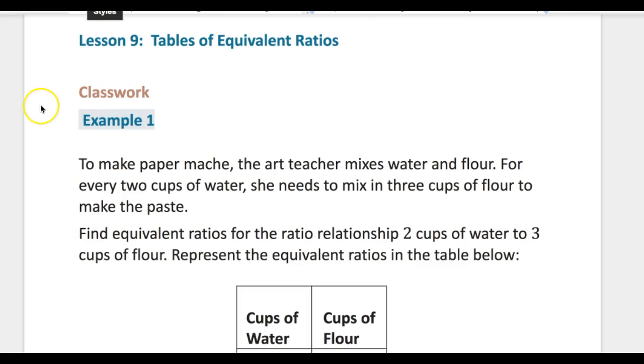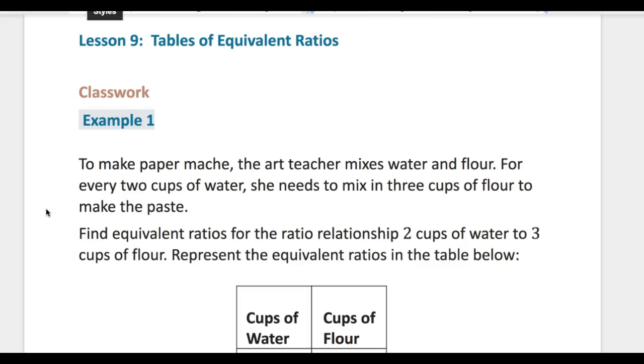To make paper mache, the art teacher mixes water and flour. For every 2 cups of water, she needs to mix in 3 cups of flour to make the paste. Find the equivalent ratios for the ratio relationship 2 cups of water to 3 cups of flour. Represent the equivalent ratios in the table below.